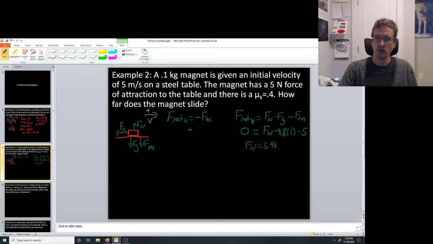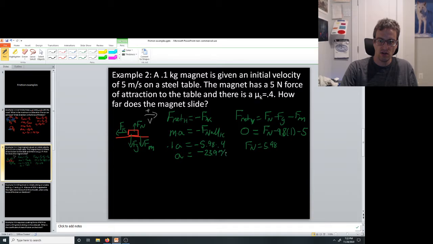And since this is kinetic friction, we know that kinetic friction is always equal to normal force times mu k, and this is equal to mass times acceleration. So 0.1 a is equal to negative 5.98 times 0.4, and that's going to give us an acceleration of negative 23.9. Which makes sense, right? This magnet's really strong, so as soon as I throw it on the table, it's not like a slide bar, it's just going to stick there.